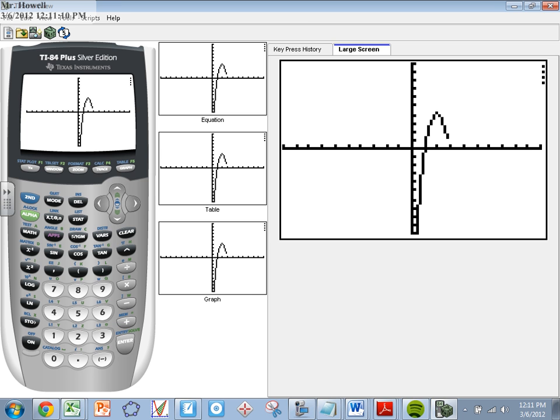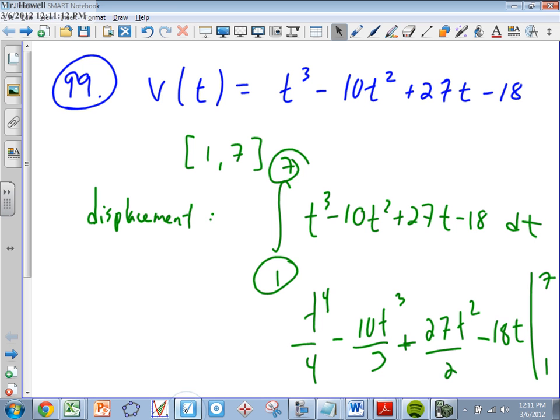The function was this one right here, up top. So type that in. Press second calculate. Press the number 7 for integral. Enter 1 as your left limit. Enter 7 as your right limit. Hit enter, it'll shade it all in for you. Can I see yours when you're done?